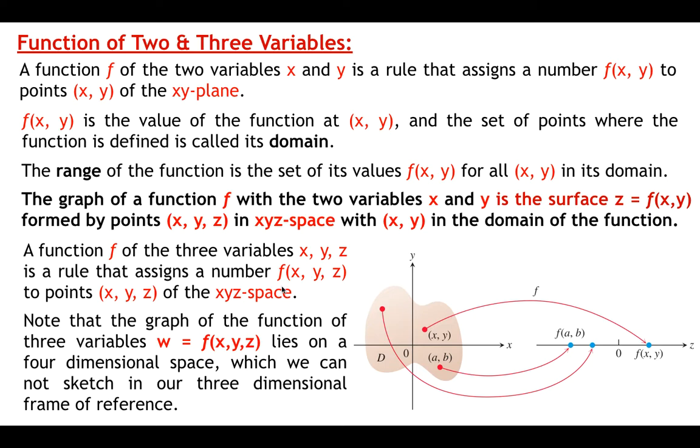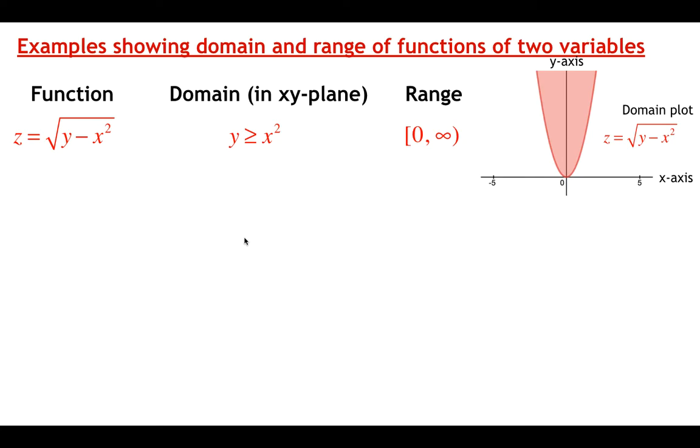Okay, so let us see a few examples of what the domain and range will be for certain functions. To start with, the first function is z is equal to root of y minus x square. The domain will be all values in the xy plane for which the corresponding z values are possible. For a root, we know that the term inside must be positive, so this y minus x square must be positive.